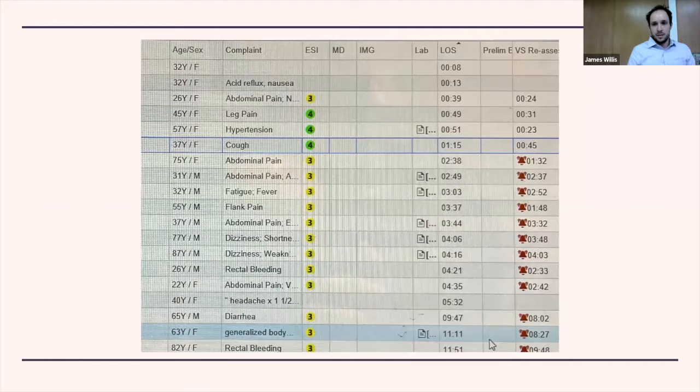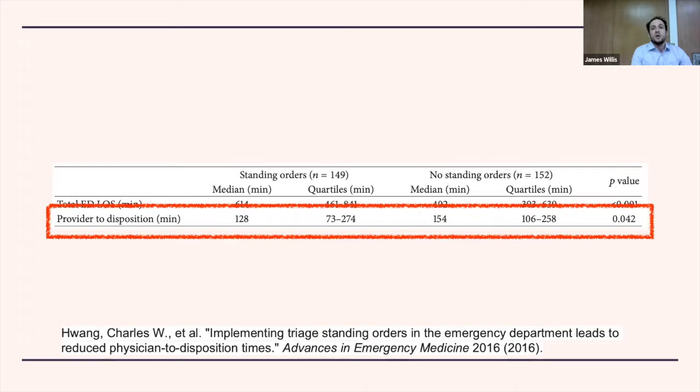And this is a specific study from 2016. It was a randomized control trial on a specific standing protocol, showing that when you have standing protocols in place, it reduces the time from provider to disposition. And I want to be clear about that: it's not reducing the time that the provider has to spend with the patient. It's reducing the overall time they need to, because a lot of the things that we're waiting for have already been done.